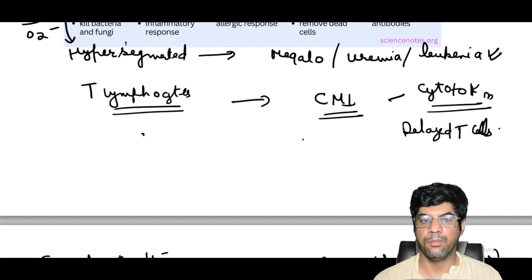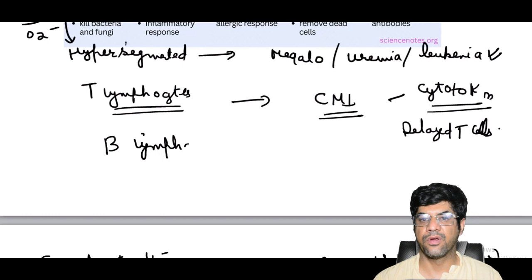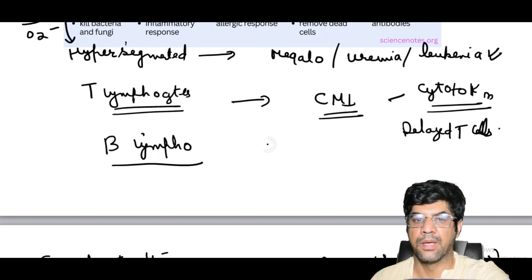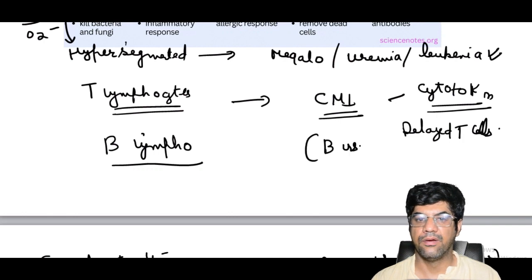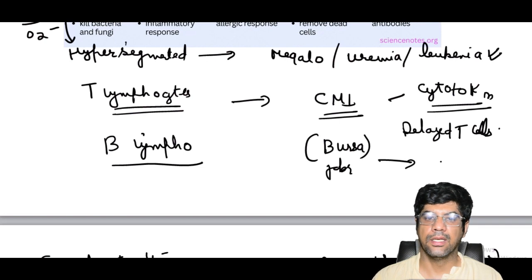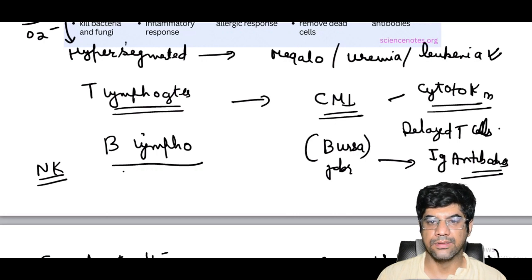Other are the B lymphocytes. They are bone marrow dependent and originate from the bursa of Fabricius, and they will produce immunoglobulin antibodies. Other are the natural killer cells. They are part of innate immunity and they will directly kill the microorganisms.